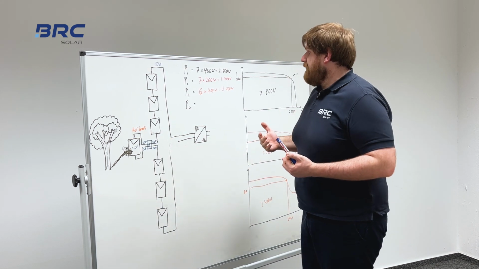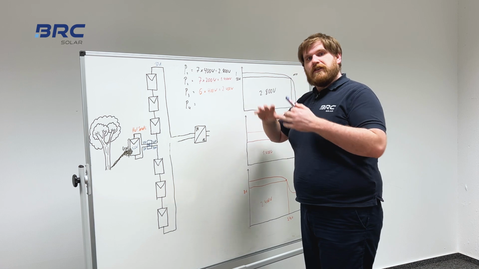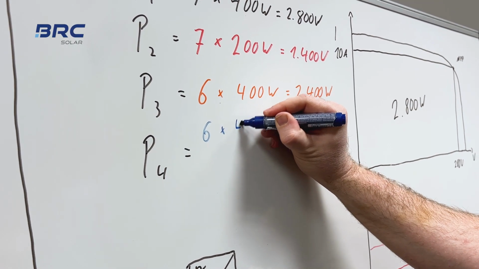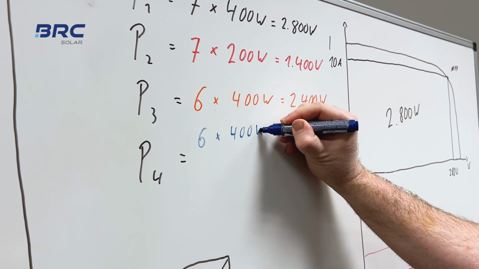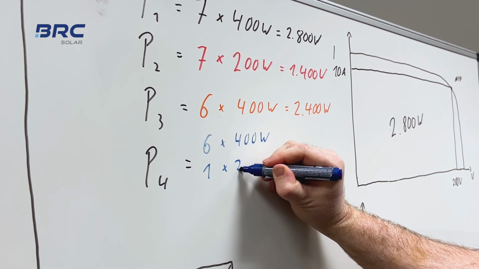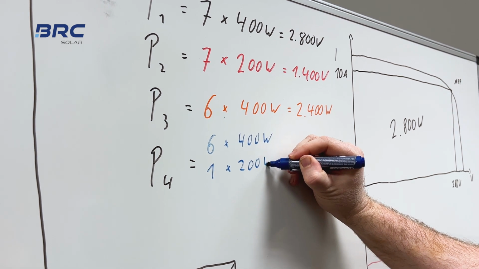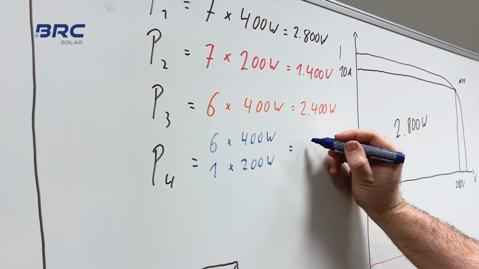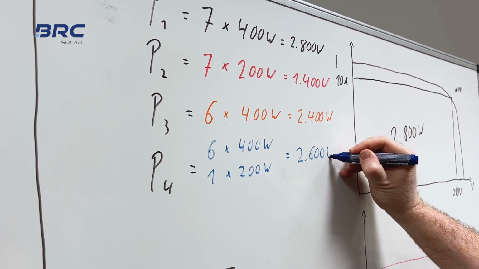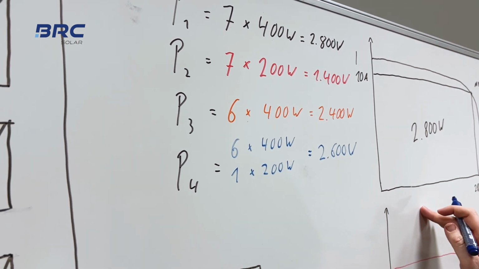So let me see what we have in the power level of the whole string, right? We have these 6 modules that can produce 400 watts. And we have this one module that can just produce this 200 watts. So in summary, we now have the maximum power of 2600 watts in the system.